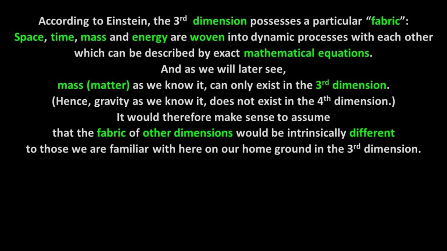For gravity to exist, you need mass. Do you agree? Because that's part of Newton's equation. You have one mass and another mass. So if there's no mass, you can't have gravity. Because the equation becomes naught on both sides. Do you agree? It would therefore make sense to assume that the fabric of other dimensions would be intrinsically different to those we are familiar with here on our home ground in the third dimension. Look at me quickly.